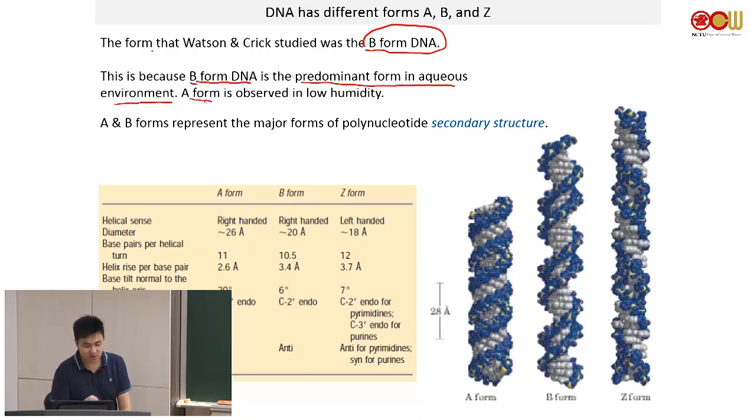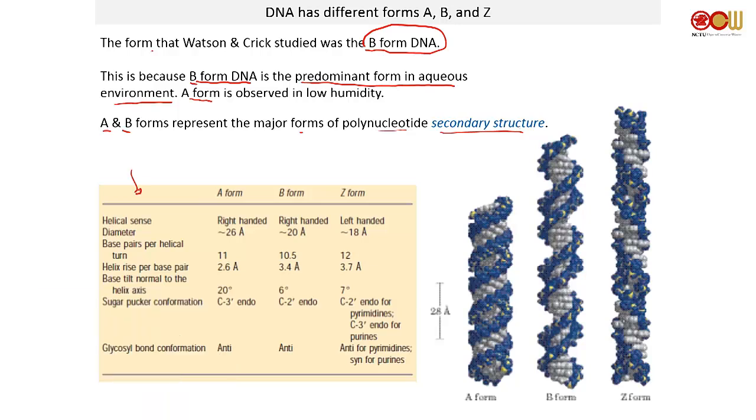A form is observed in lower humidity. So let's say you somehow incubate your DNA in something that has lower water content, then it's going to adopt an A form structure. So A and B forms represent the major forms of polynucleotide secondary structure. We call these secondary because they have hydrogen bonding and 3D structures, so that's the secondary structure of DNA. Let's take a look at the table right here.